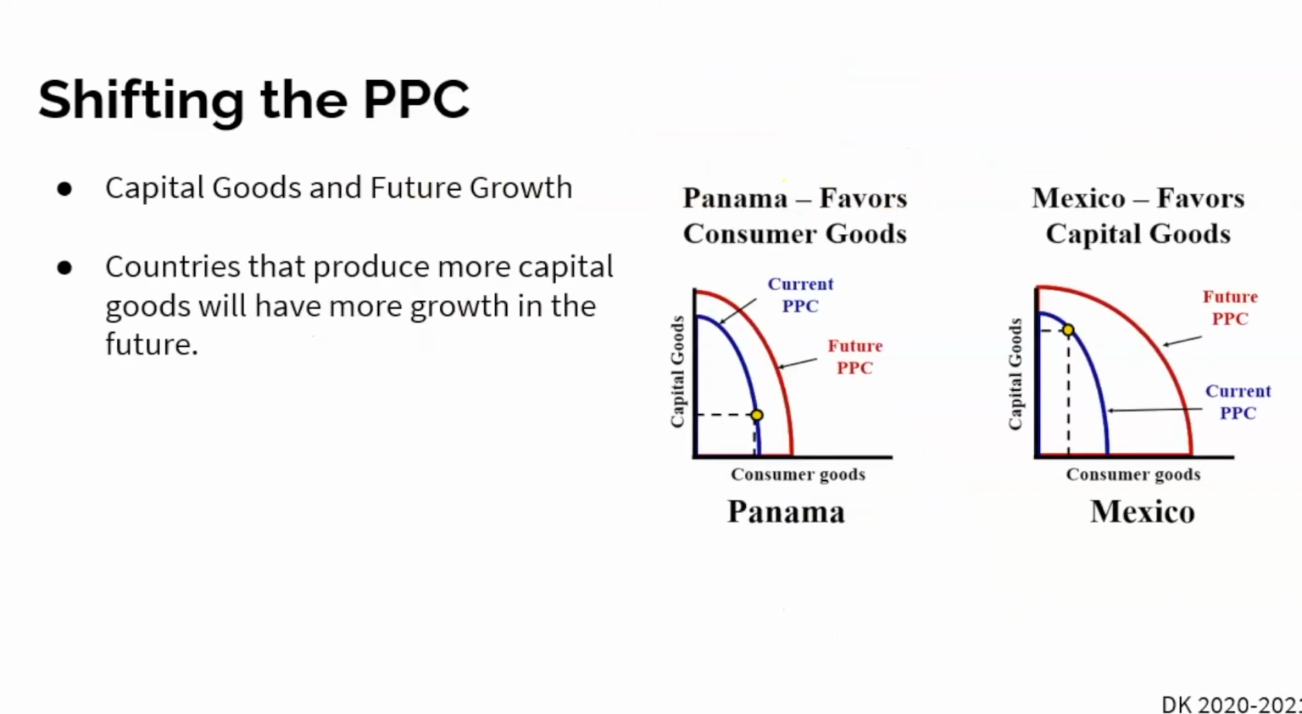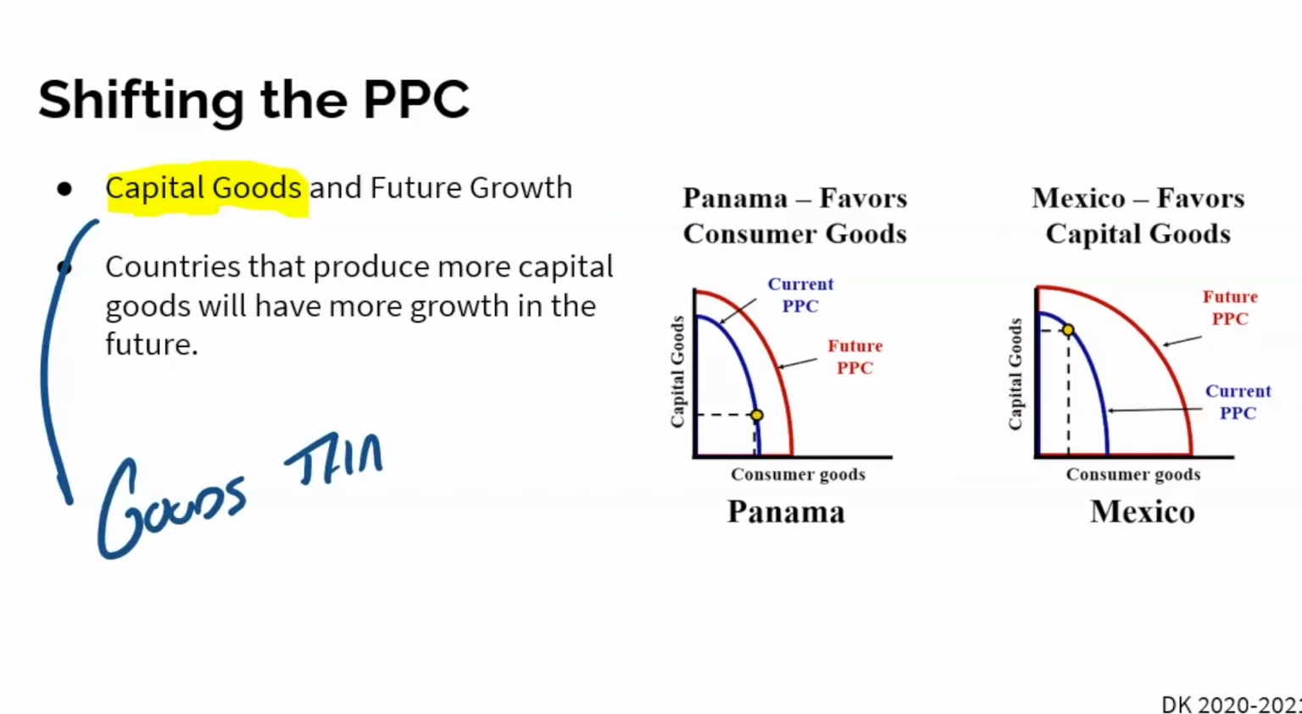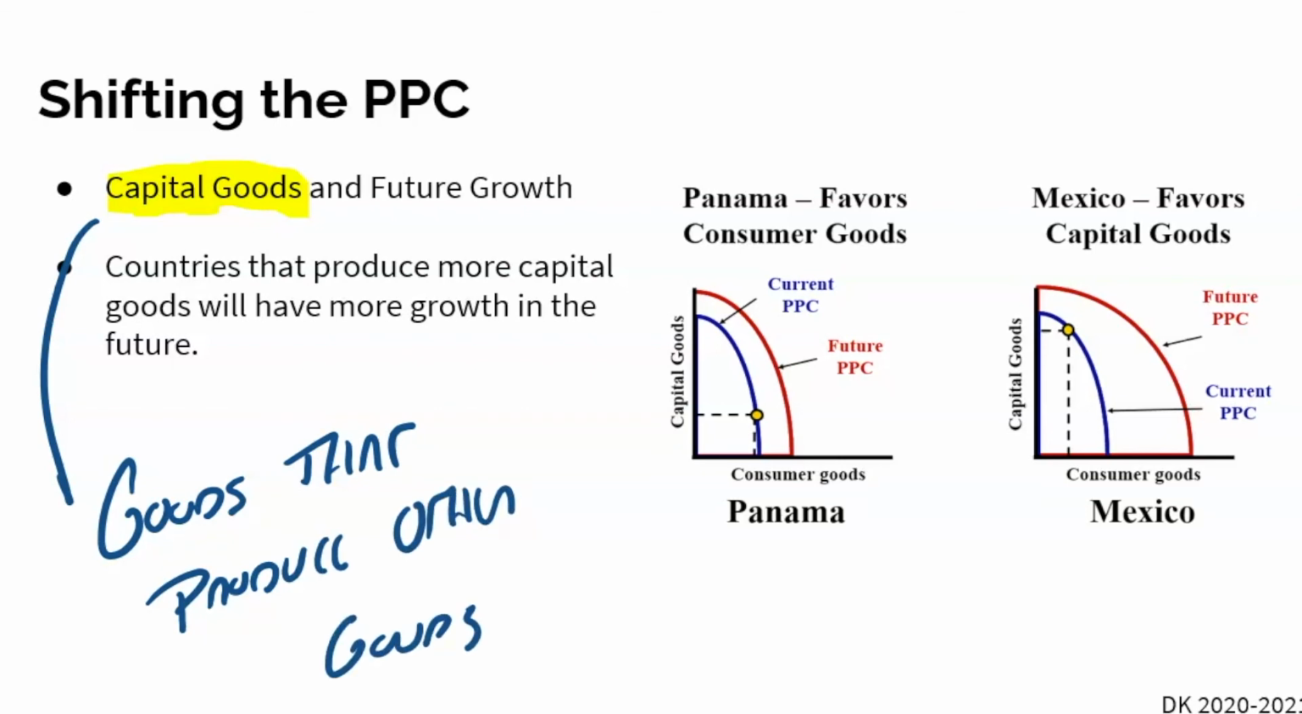And so here, this brings the idea of capital goods and future growth. Remember, this phrase capital goods just means goods that can produce other goods, right? So goods that produce other goods. And so here, we're going to say that countries that prioritize the production of capital goods are going to see more growth in their PPC. If we have Panama that favors consumer goods, their future PPC is still going to shift out, either through trade or technological advancement and stuff like that. But their PPC is not going to shift out as much compared to Mexico, who favors capital goods. Their future PPC is going to shift further to the right.